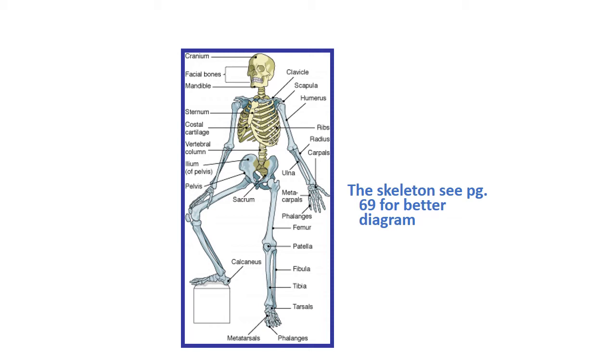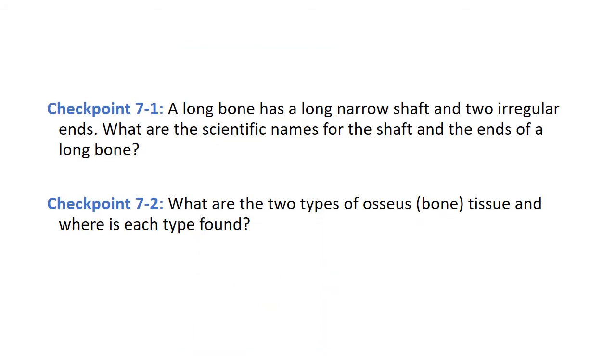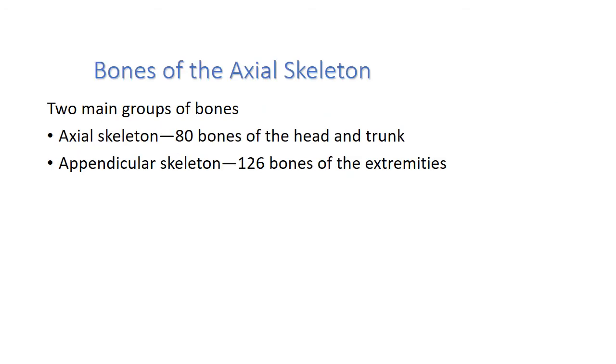Here we have a couple of checkpoints to check your understanding, a couple of questions that you can contemplate and answer yourselves. Okay, so generally speaking, when we study the skeleton, we divide it into two main sections, the axial skeleton, and that's 80 bones of the head and trunk, and the appendicular skeleton from the word appendage, because that's basically what the arms and legs are. The arms and legs, also known as the extremities, 126 bones of the extremities. And when you add those together, you get your 206 bones of the normal adult skeleton.